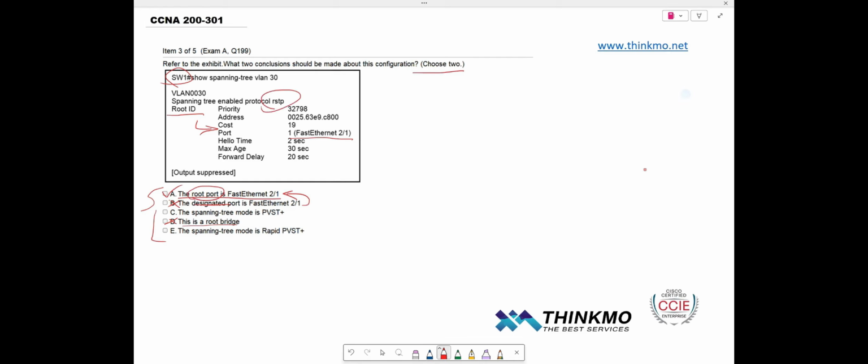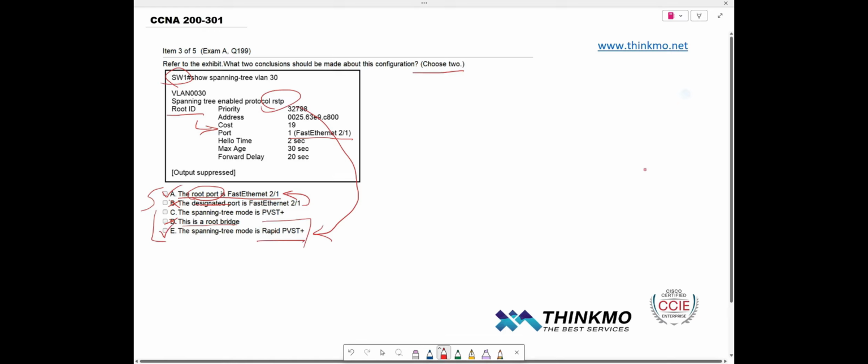Here, it says RSTP, which is Rapid Spanning Tree Protocol. In Cisco, Rapid Spanning Tree is configured like this. So you just change the mode to this one, right? So option E is correct. Now, option C is wrong. This is called per VLAN spanning tree, and by default, it is per VLAN spanning tree. So this is definitely an incorrect answer. As we said, there are only two correct answers, A and E.